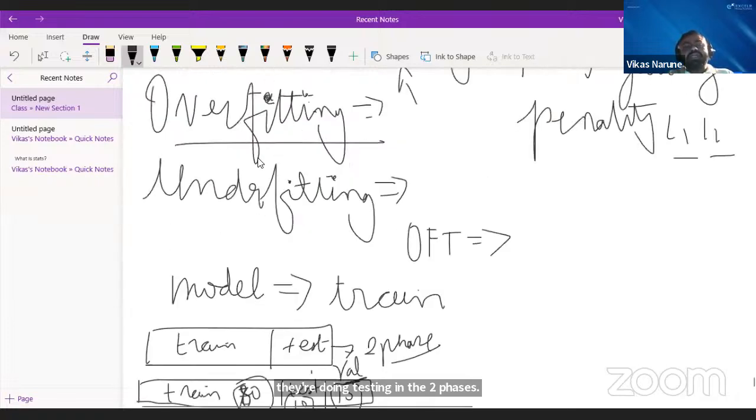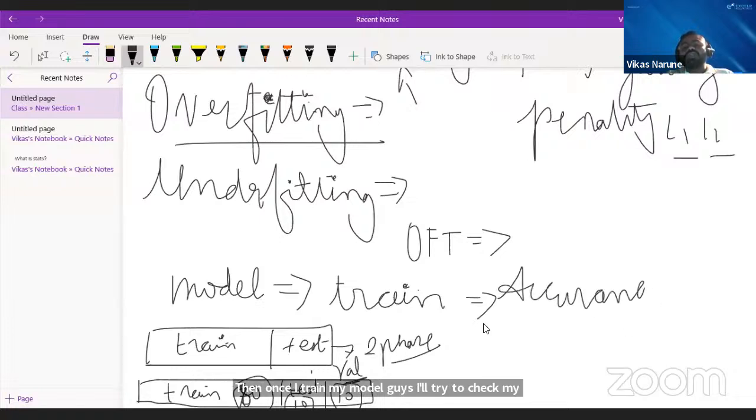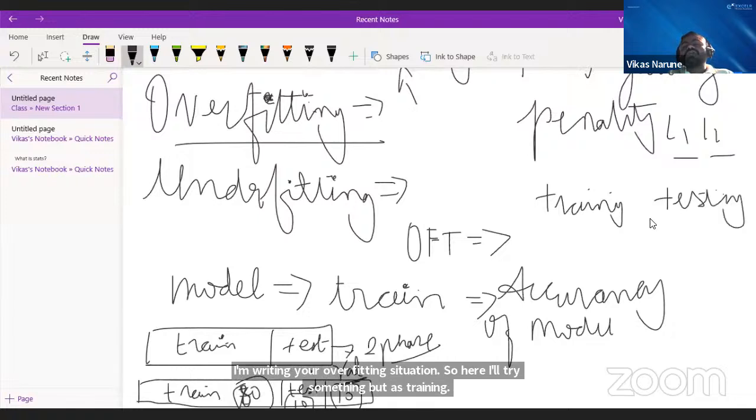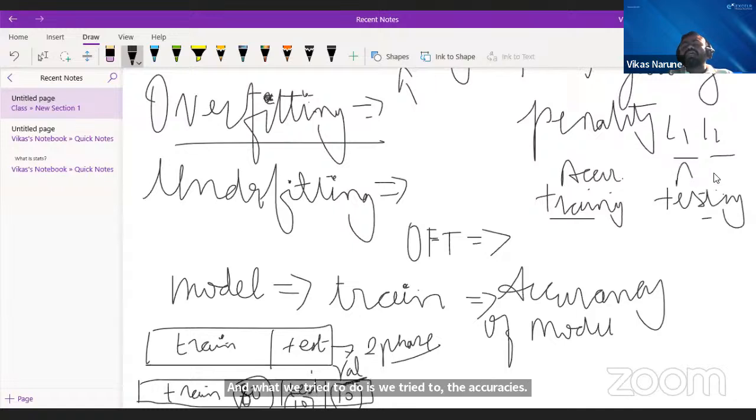Okay. So coming back to our situation, what do we mean by overfitting? Let's imagine that whatever data set I have, whenever I build a model, I apply at least 80% of my data to the training phase, and I train my model. Once I train my model, I check its accuracy. Now look at this situation. I am writing here overfitting situation. Here I'll write training and testing, and we try to understand the accuracies during the training and during the testing.